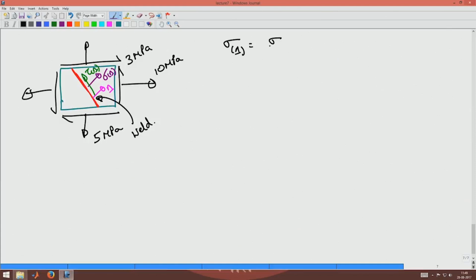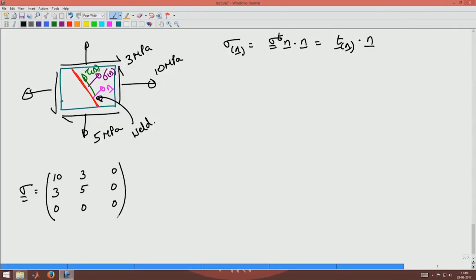Sigma of n is sigma times n dotted with n, or sigma transpose times n dotted with n, or the traction on that face dotted with n. Okay. Now, what is sigma for this? Sigma would be 10, 3, 0, 3, 5, 0, 0, 0, 0, right. I have chosen this as my coordinate system Ex, Ey. Now, let us say the weld makes an angle of theta here, theta equal to 30 degrees.